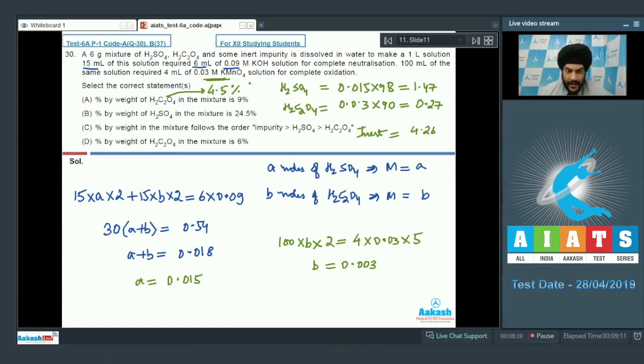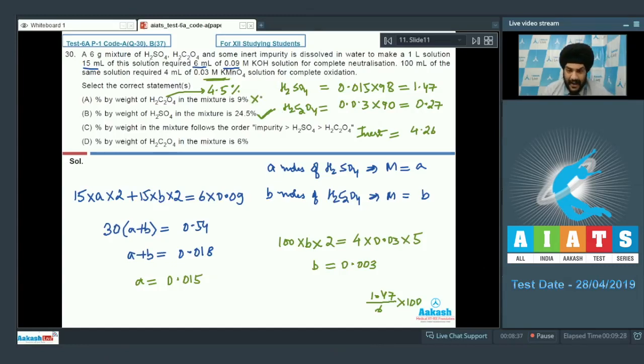If you look at the second option, the percentage by weight of H2SO4 in the mixture is 24.5. So we have to divide 1.47 by 6 into 100. So this will give us a value of 24.5%. So the second statement is correct. The first statement was incorrect.